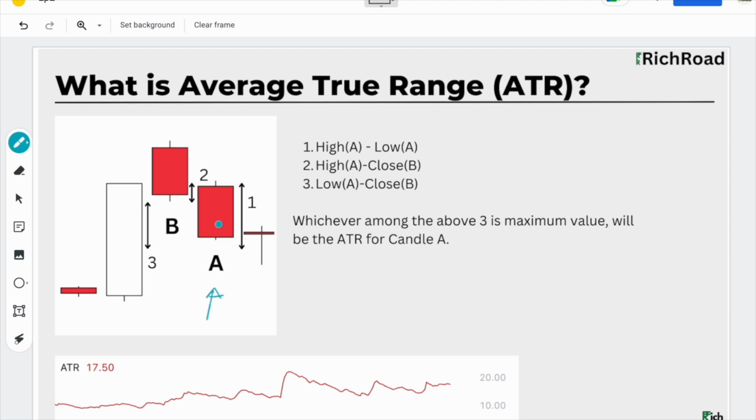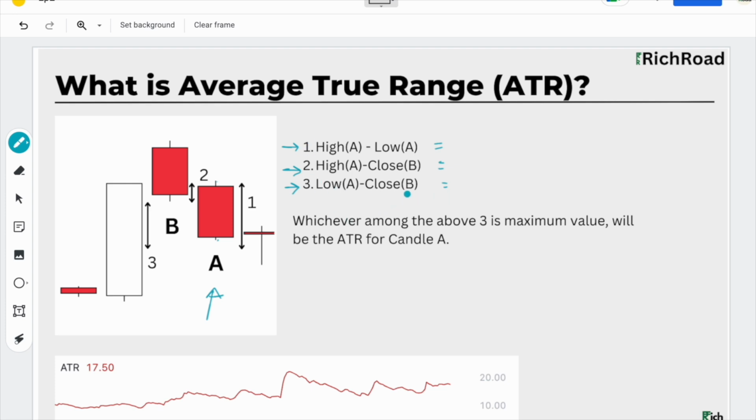See, the first thing it is going to calculate is your point number 1, that is, it will simply take the high of candle A and the low of candle A. You will get a value here. Then it is going to make a calculation on point number 2, which is, it will take the high of candle A, which is here, and then compare it to the low of candle B, that is the previous candle. It will give a value. Then it will take point number 3, which will be the low of A and the close of B. It will give a value.